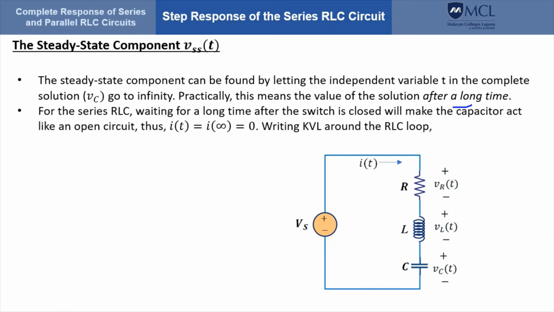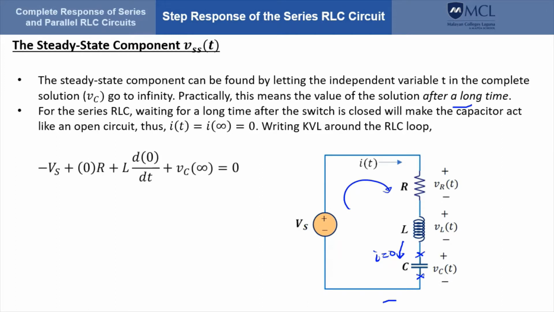Okay, so for a series RLC here, if we let time approach infinity, or we wait for a very long time, that would result in a capacitor that is open, which will give us a current that is equal to 0. And when that happens, if we write KVL around this loop, that will give us this expression.